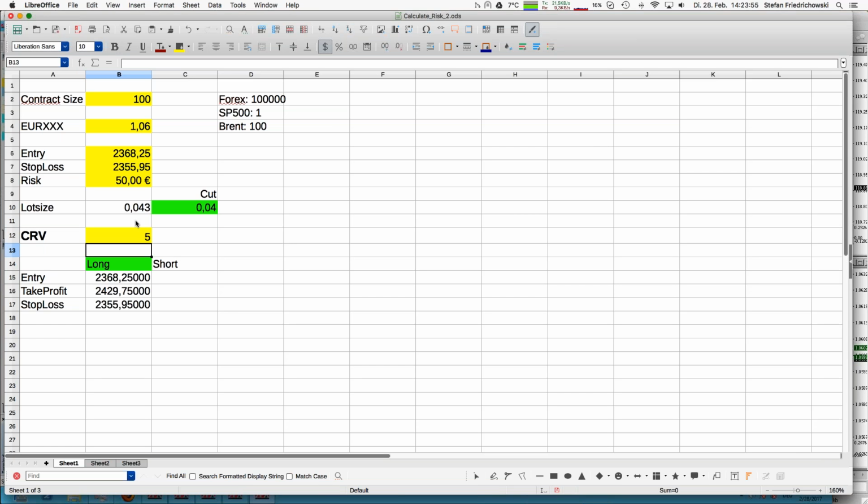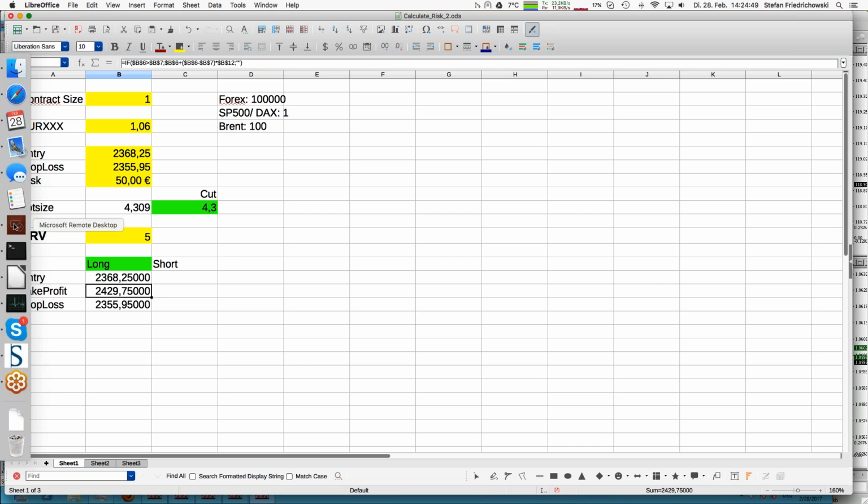So finally, we can find our order here. What we need is the right contract size, and the contract size in this case is 1 for S&P 500 as well as for DAX. So now we have all the numbers for our trade. We want to place a buy stop order: entry, this one here, stop loss, this one, and take profit, this one. Let me write those numbers down. Stop loss 2355.95, and take profit is 2429.75. So that's quite easy, and we can now place exactly that order.